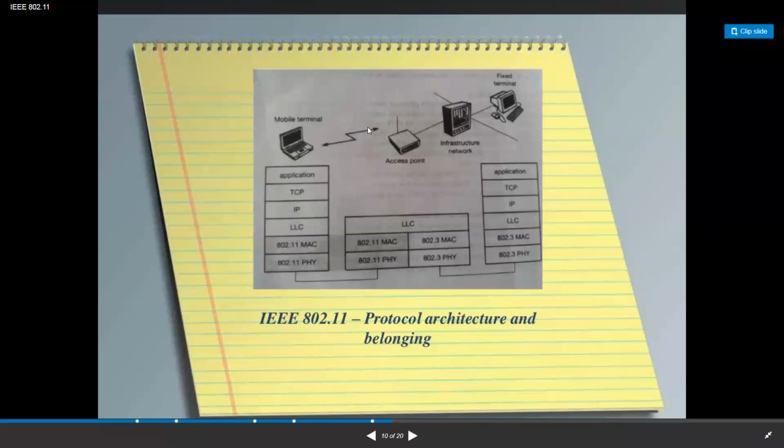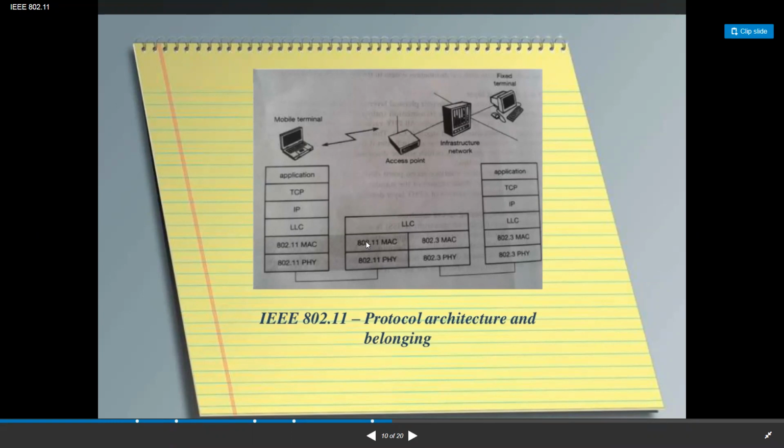Here we have intermediate systems. Our aim is that the fixed terminal needs to be connected with the mobile terminal, or the mobile terminal needs to be connected with the fixed terminal. Between these two terminals, we have many intermediate systems. For the intermediate system, this is a wireless one, right? For the wireless one, we have wireless connectivity.